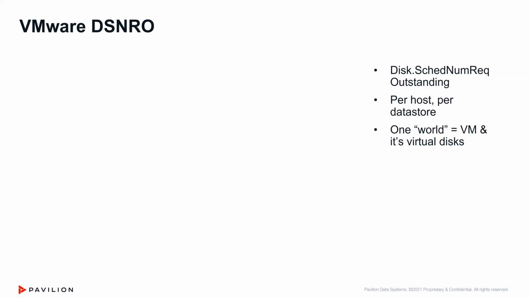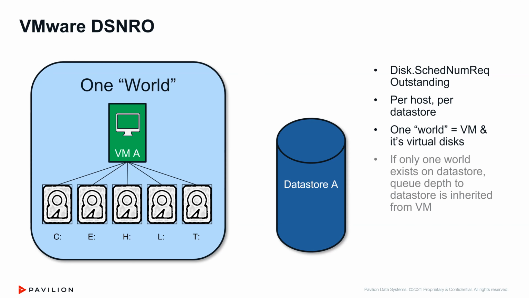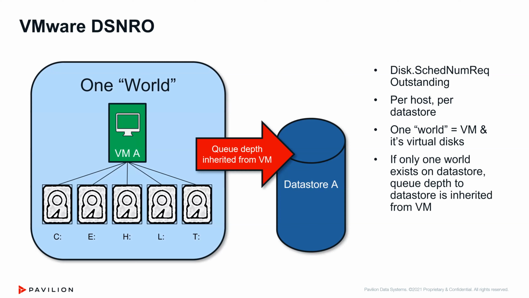So I joke that VMware is the center of their own universe because a virtual machine and its dependent disks are called a world. If one and only one world exists on a VMFS formatted data store, the queue depth at that host to that data store is inherited from what this virtual machine sends to it. So if you have multiple controllers, each with higher queue depths, it could be all the way up to 256, maybe even close to 1,000. Not a big deal.